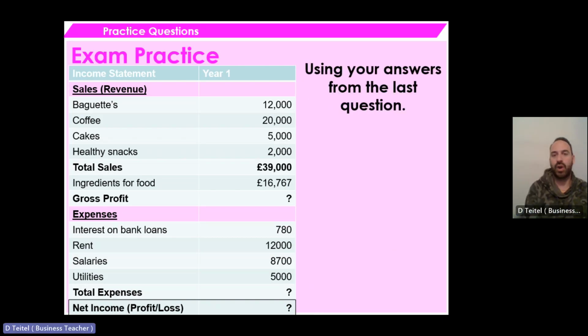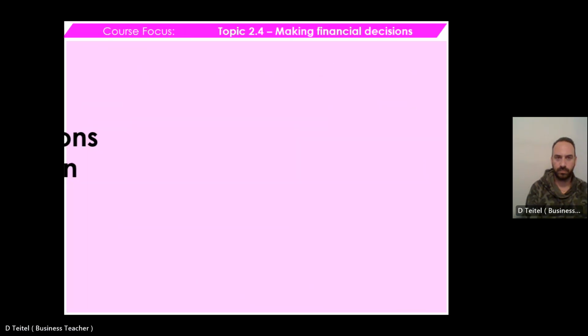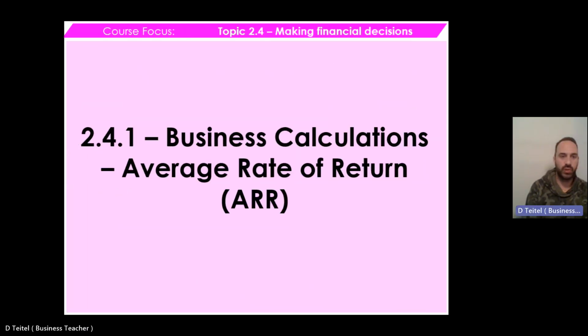All right, so going back, using your answers from the last question that you did, I want you to calculate the gross and net profit margins for the cafe. This is 4 marks for you as well, because you're calculating the gross profit margin and then the net profit margin.